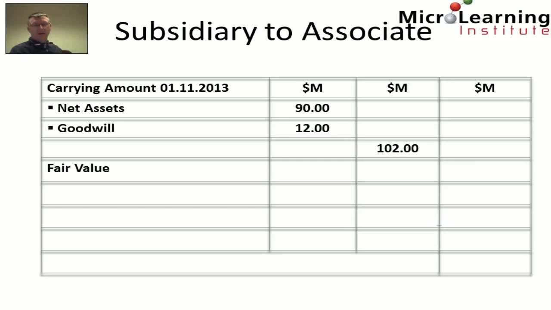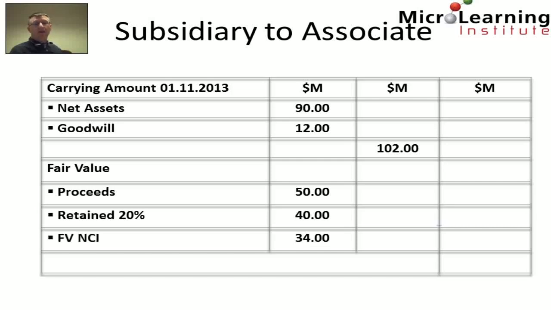The fair value then is made up of the proceeds which we received for the amount that we sold of 40%, the fair value of the 20% that we retained, and also the fair value of the non-controlling interest at the date of that transaction. So the total fair value of the Option entity was $124 million.